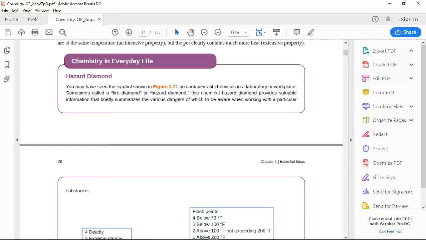What's up, everybody? We are starting chemistry session 4. We're on page 37. Only 1,300 more pages to go.